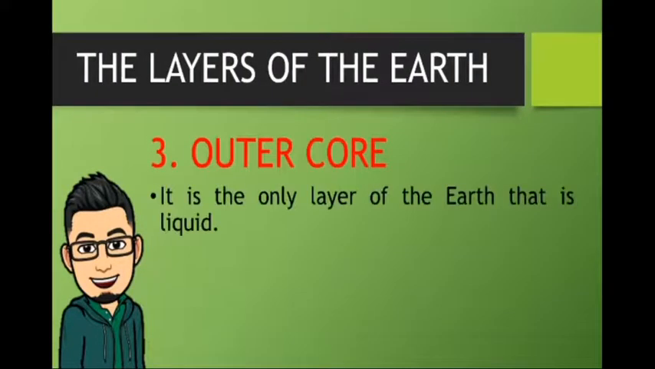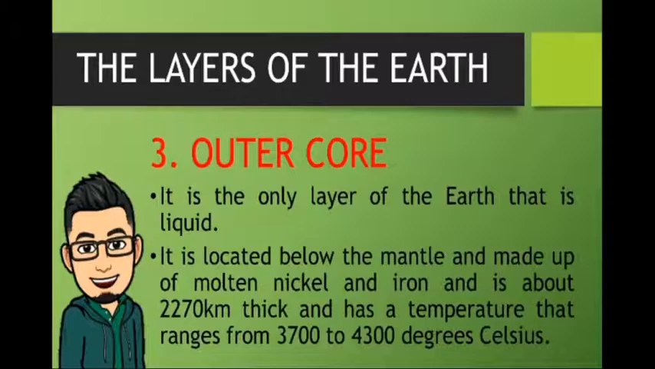And we have the third layer, the outer core. So it is the only layer of the earth that is said to be liquid, and it is located below the mantle and made up of molten nickel and iron, and is about 2,270 kilometers thick and has a temperature that ranges from 3,700 to 4,300 degrees Celsius. So kung kanina ay sobrang init na sa mantle, take note that mas mainit pa sa outer core.